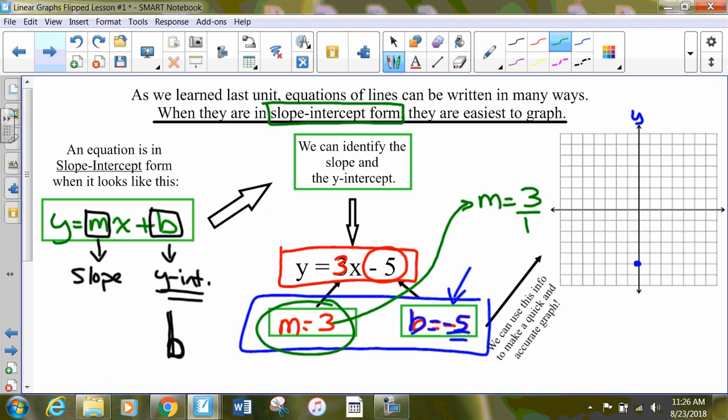So to find our next point, we're going to go back to this y-intercept we have here, and we're going to go up 3, 1, 2, 3, over 1, and we found our second point. We're only going to graph 2 points, the y-intercept and the second point we graphed from finding the slope. We're going to connect those two, and we're done. All right, so we're going to need to practice this, right?